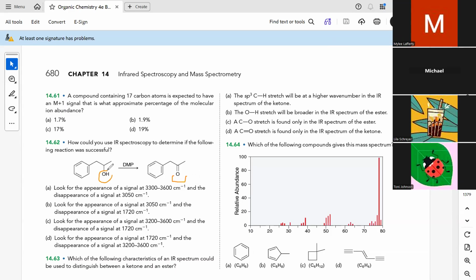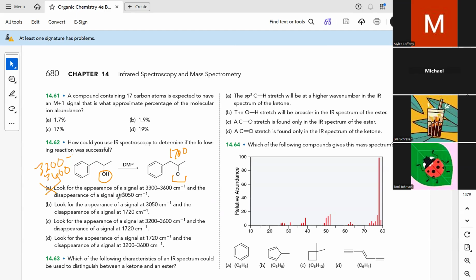If we start with an alcohol, we know that we have the typical OH stretch, which would be a broad signal in the 3200 to 3600 range. So we know that signal should be there. And then when we convert to a ketone, we expect something around 1700-ish for this carbonyl, maybe a little higher. So we're going to read through the answer choices, and if we looked for the appearance of a signal at 3300 to 3600, we'd be looking for an alcohol.